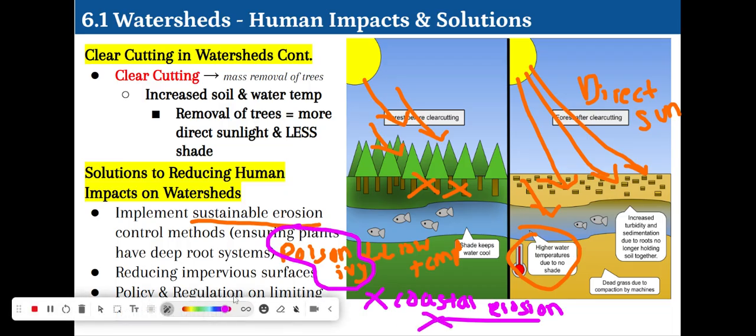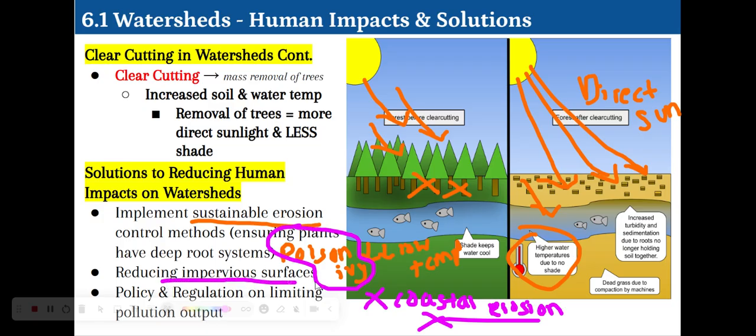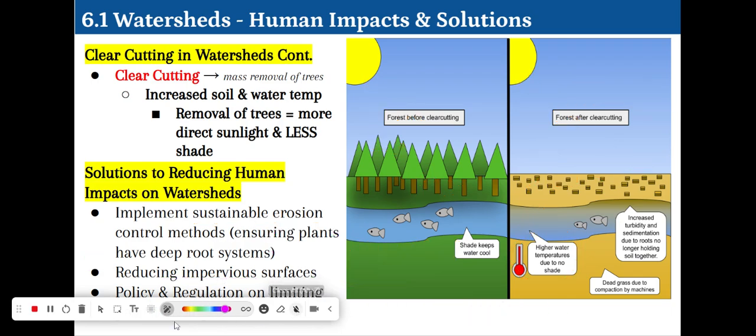But when you plant these plant systems that have these stable roots, we're going to prevent erosion, especially coastal erosion. We want to reduce the impervious surfaces. We want to make sure that the water is penetrating into the ground. And we also want to have policy and regulation on limiting what pollutants we're putting into the environment to prevent them from running off into a local waterway.